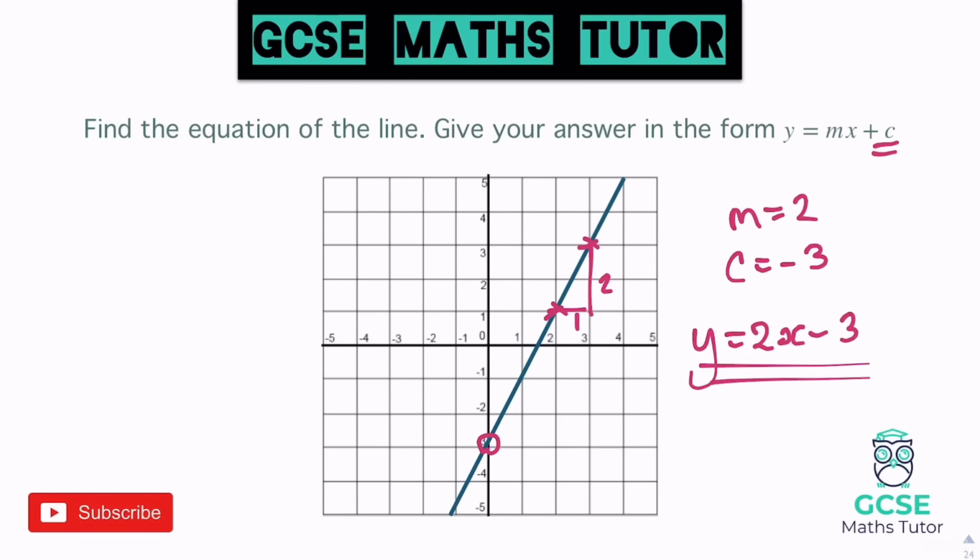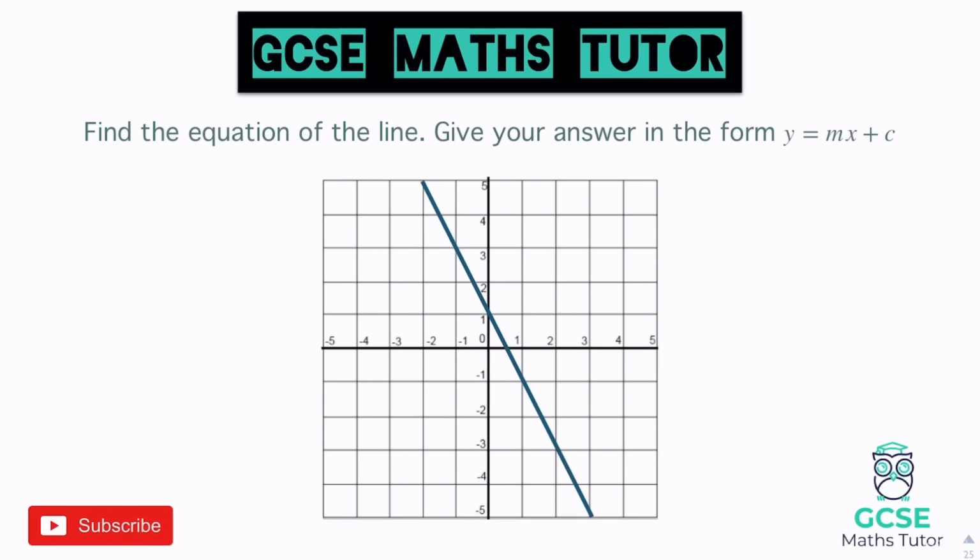It goes through negative 3 on the y-intercept, and there's a gradient of 2 which I've found between those 2 whole number coordinates there. Slightly different one here because it's sloping in the other direction, but the same type of question. I'll take the same approach, so I'm going to find the y-intercept to start with this time, so c equals 1, and then we just need to find the gradient.